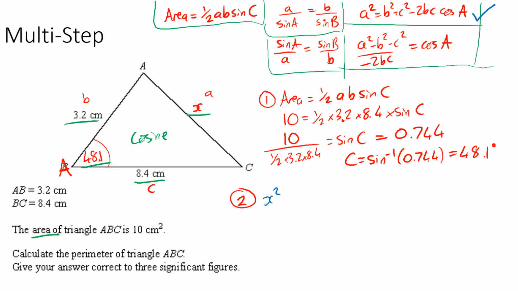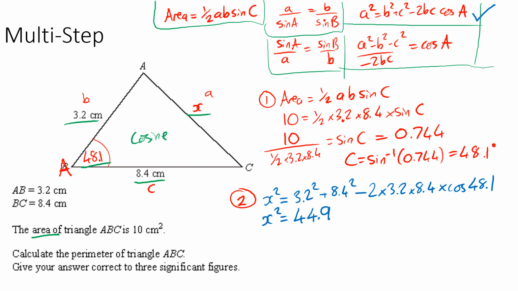We want to find x squared is equal to b squared plus c squared, so 3.2 squared plus 8.4 squared minus 2bc, so 2 times 3.2 times 8.4 cos A, so times cos of 48.1. We have to be confident in our previous answer, obviously. Let's type that in, and we'll get that x squared is 44.9. We can square root that, and we can get overall that x is 6.7, almost exactly, centimeters.